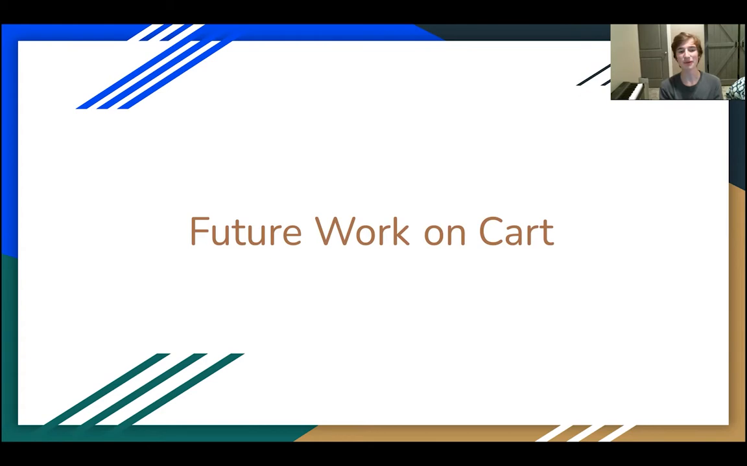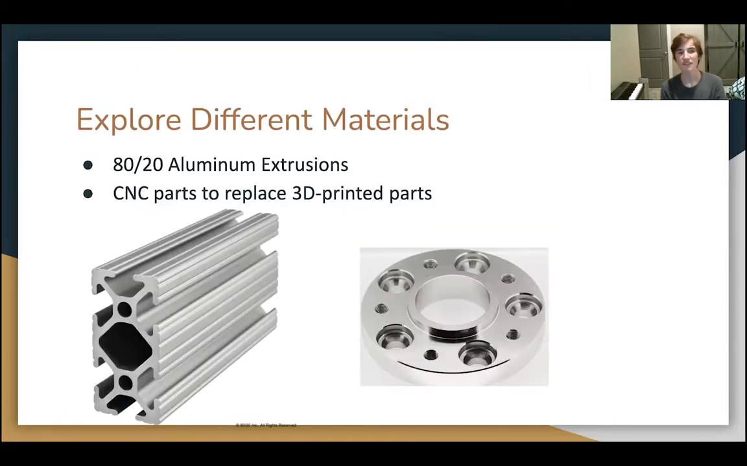Hey guys, this is what we would like to work on in the future for our cart. First of all, we would like to explore different materials. PVC works great for now, but we want to look into aluminum extrusions because they might be stronger and more reliable. Second of all, we're 3D printing some of the parts right now that go into the wheels, and they undergo a lot of forces. So we're thinking about replacing them with CNC metal parts.